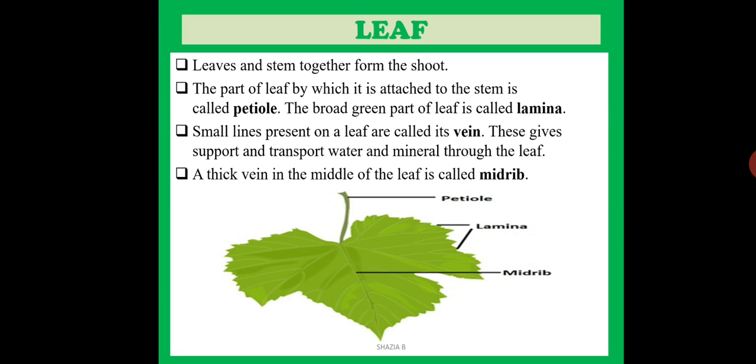The centermost and thick vein of the leaf is called the midrib. The main purpose of veins is to transport food, water and minerals, and they also somewhat act like a skeleton to the plant. And the thick vein in the middle of the leaf is also called the midrib.